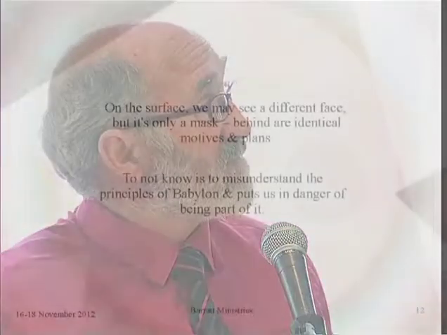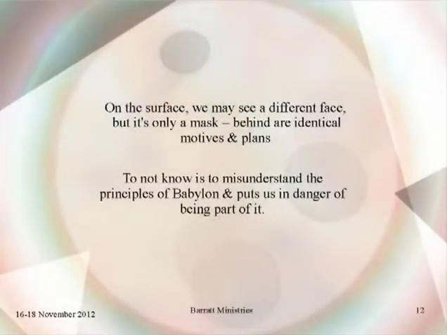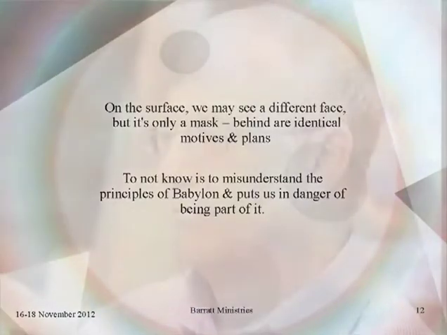So on the surface, we may see different faces, different races, but they're only masks. Behind, there's identical motives, identical plans. So it's only a mask. Behind every empire since Babylon, nothing has changed. The British Empire reflects Babylon. The Roman Empire reflected Babylon. Every empire on the planet reflects Babylon because they have given to you every nation, every king, the kingdom, the power and glory, and all men will serve Babylon till the end. We've proved that. So a different mask, it's the same person.